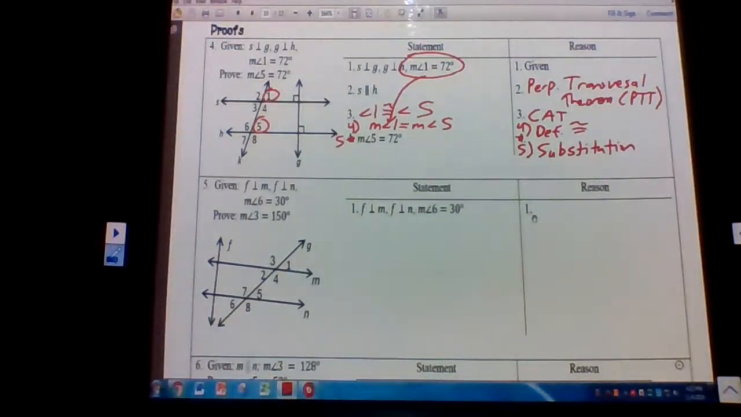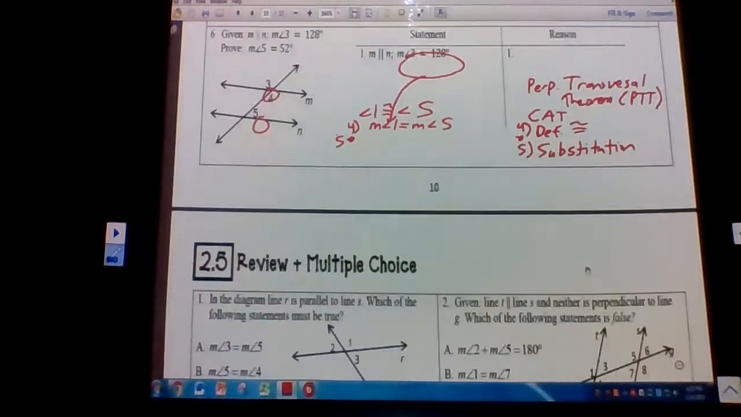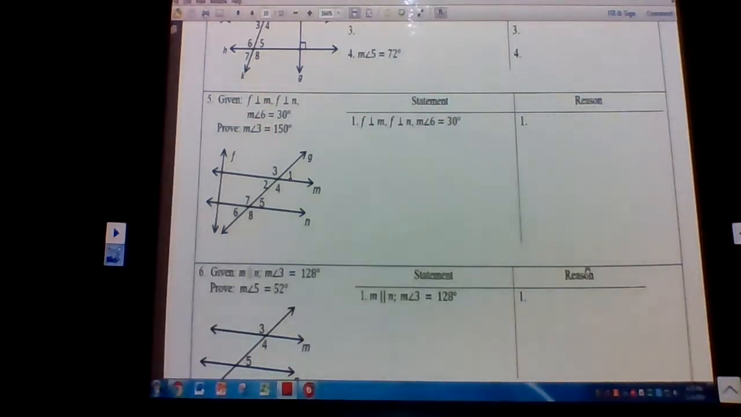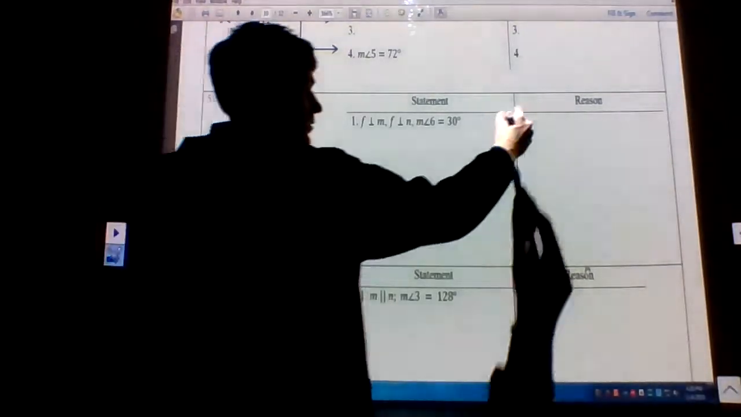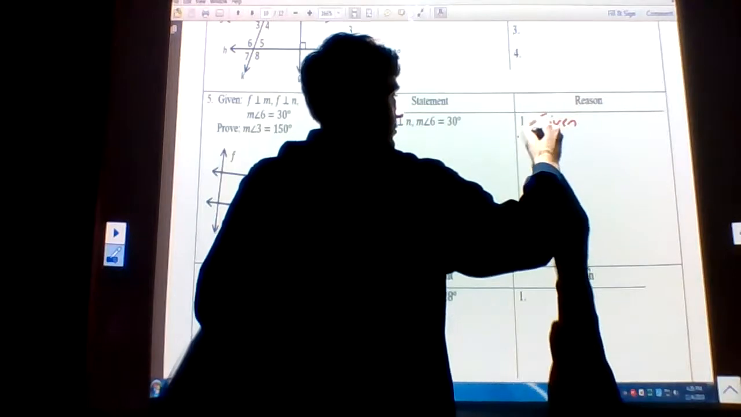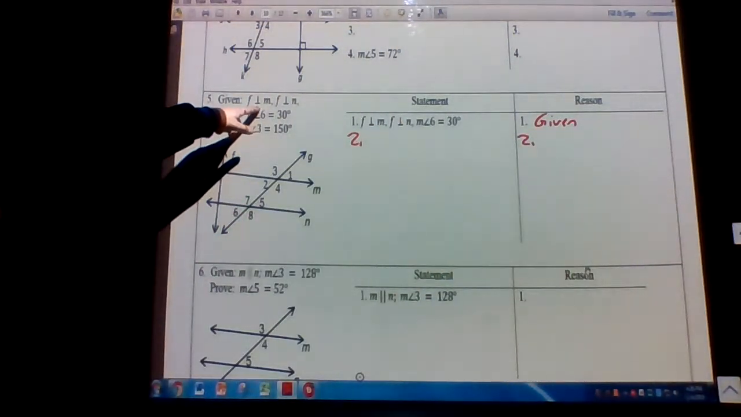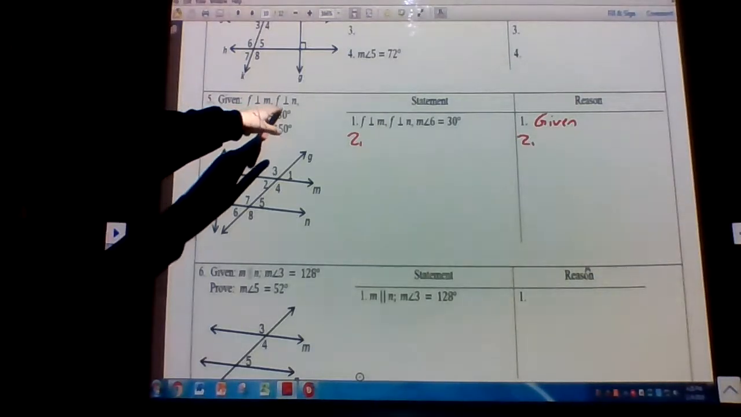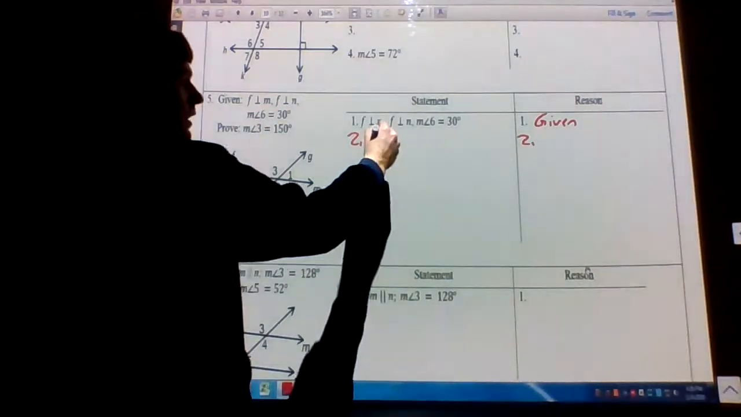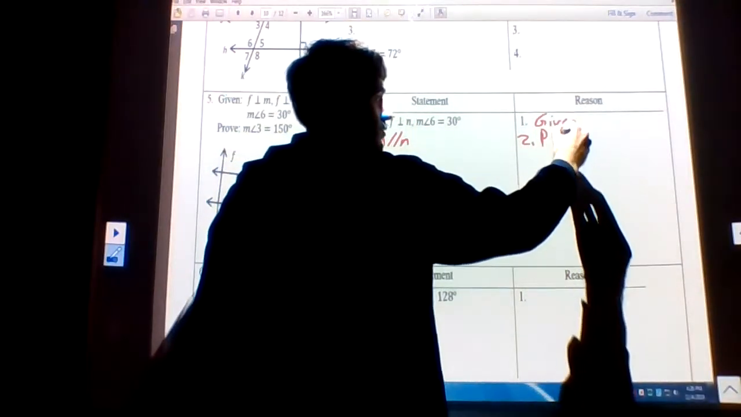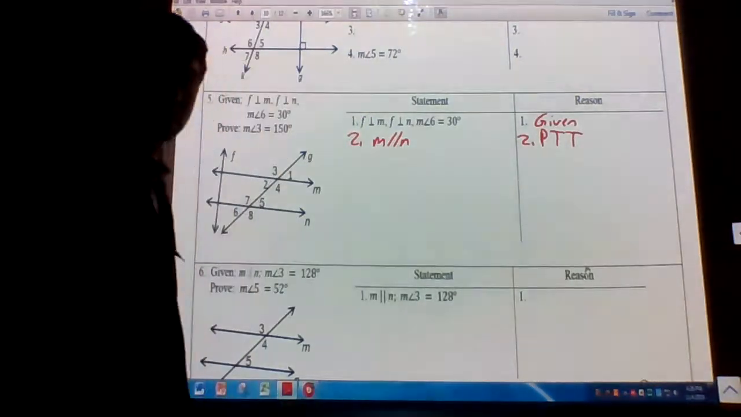Then we have, I believe, just 2 more. Right here, this was our given. So if we're going to use the perpendicular transversal theorem, F is perpendicular to M, and F is perpendicular to N. Therefore, we conclude that M and N are parallel. And that's our perpendicular transversal theorem, PTT.